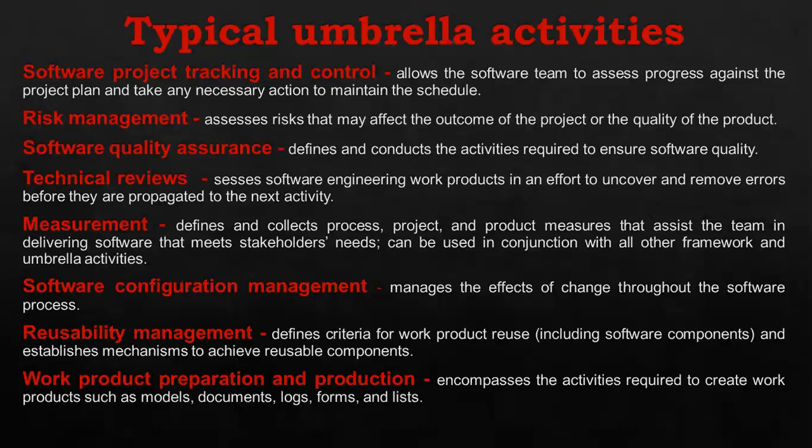Then reusability management. This includes the backing up of each part of the software project so that it can be corrected or any kind of support can be given to them in later stages to update or upgrade the software as the time demands. Then the last one is work product preparation and production, which encompasses the activities required to create the work products such as models, documents, logs, forms and lists.